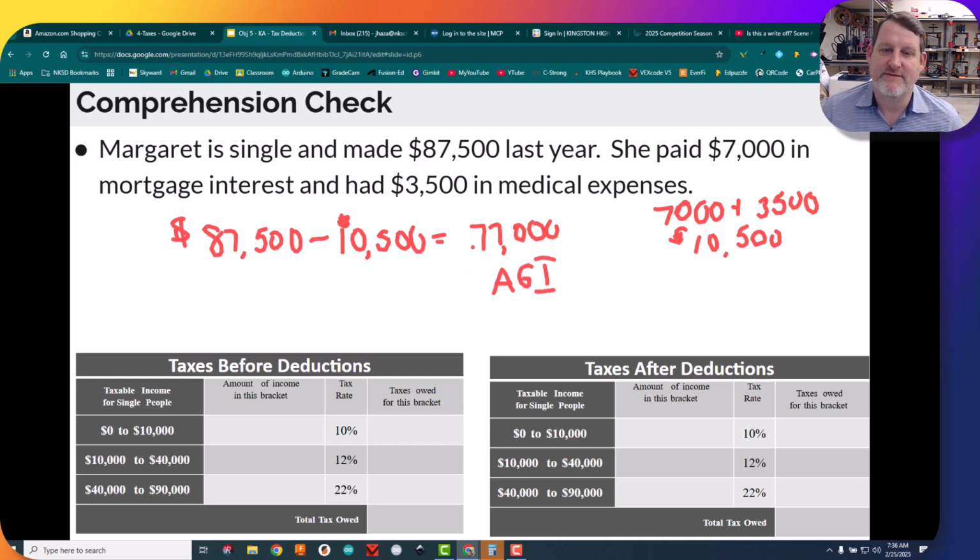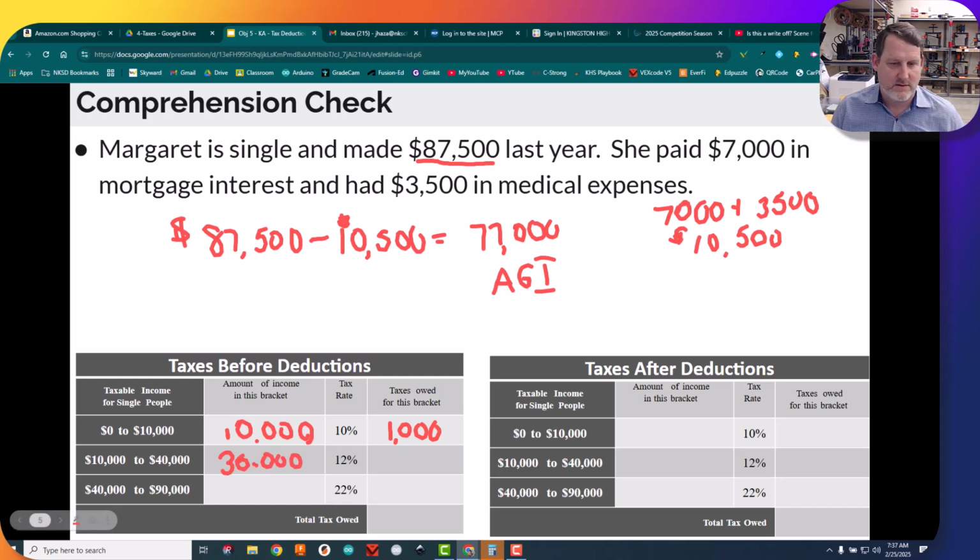Now let's look at how this would affect her taxes. So over here, before deductions, let's say she made the $87,500, right? So here's her money before deductions. The first $10,000 goes here. So we're going to put $10,000 in there, and 10% of that is $1,000 in taxes. Now from 10 to 40,000, so this is $30,000 in this bracket, and 12% of that is $3,600.